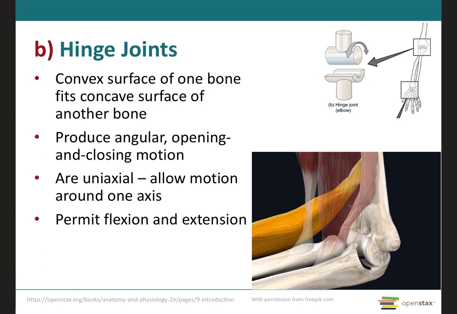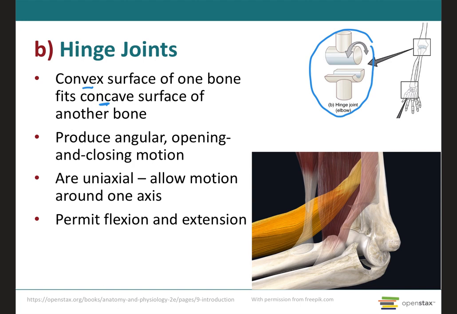Next, we have what we call a hinge joint, which is going to be made of a convex surface of one bone that fits into a concave surface of another bone, as we can see right over here on this image. For me, it reminds me of a door hinge where you open and close a door. It's going to be the same type of joint.